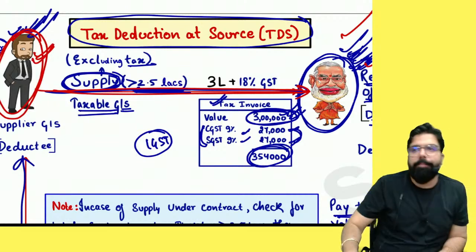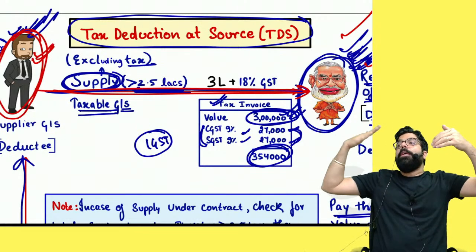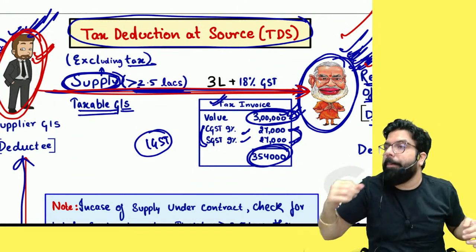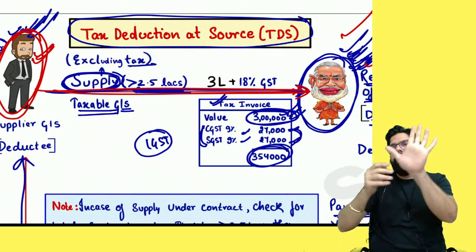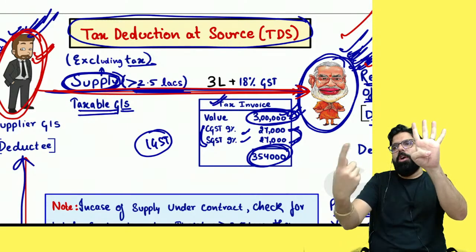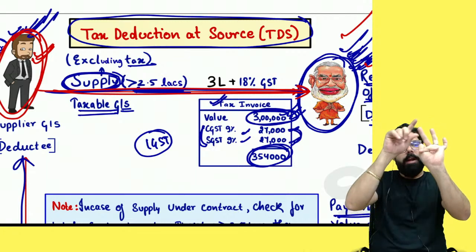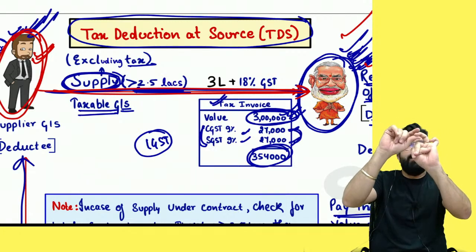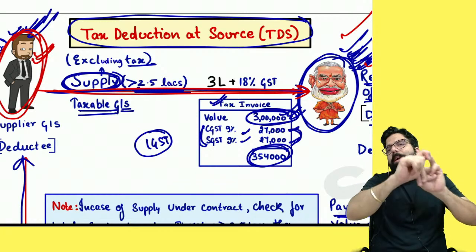Whenever one person is supplying to whom? Government department. Who is government department, everyone? Who are liable to deduct TDS? Number 1, department of central government, state government. Number 2, local authority. Number 3, governmental agency. Number 4, person notified by government.